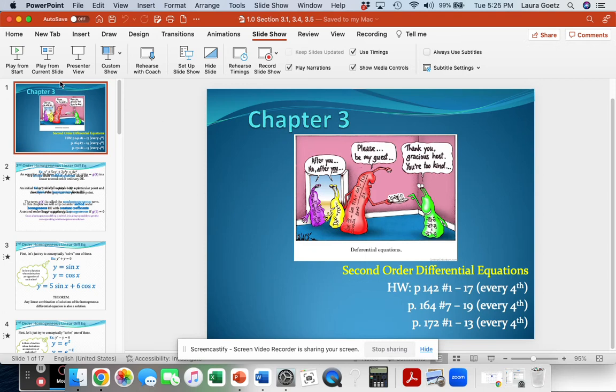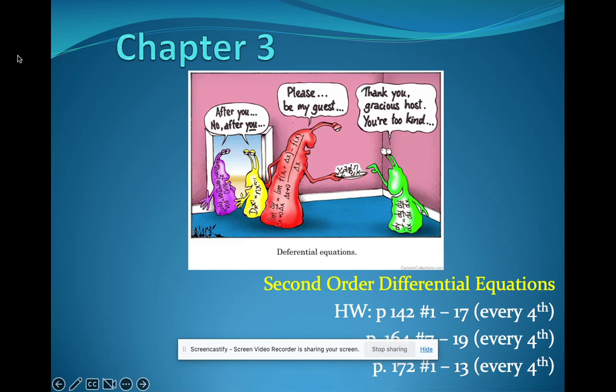Kids, excited to start Unit 3? Me too. Here we go. Do you like my comic?